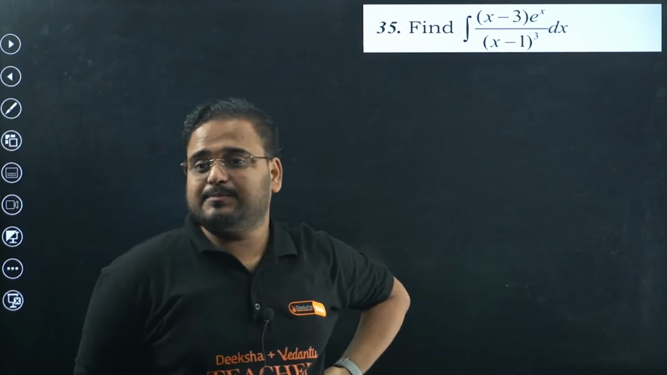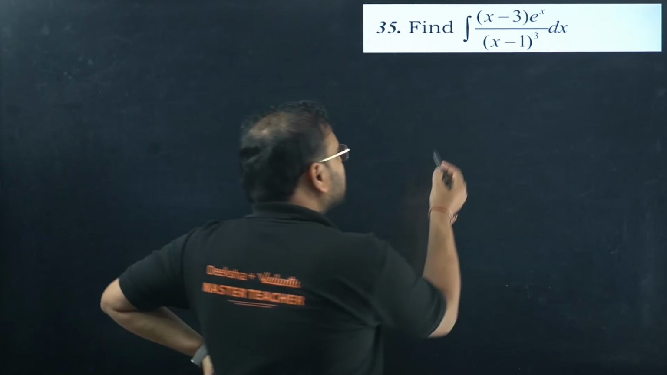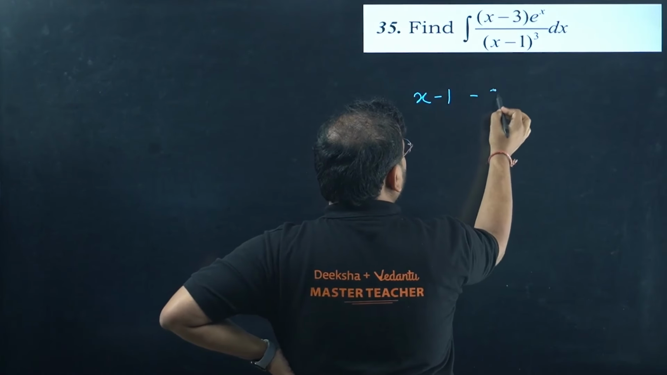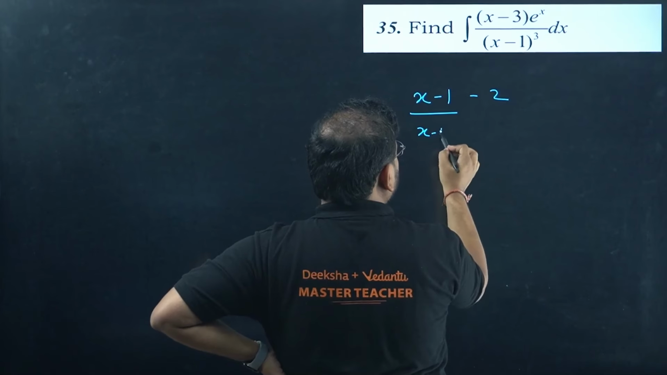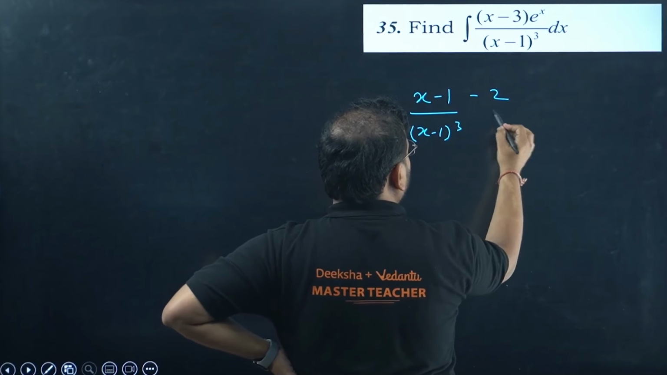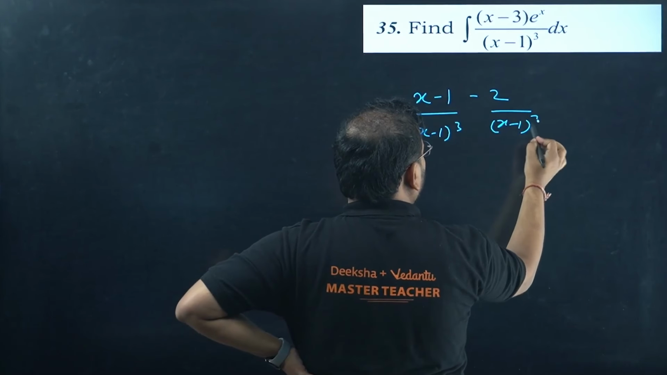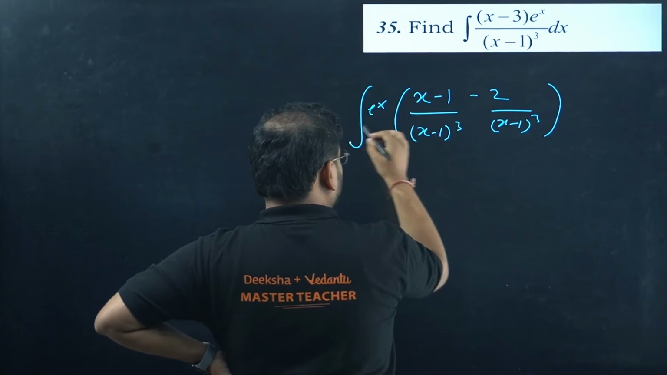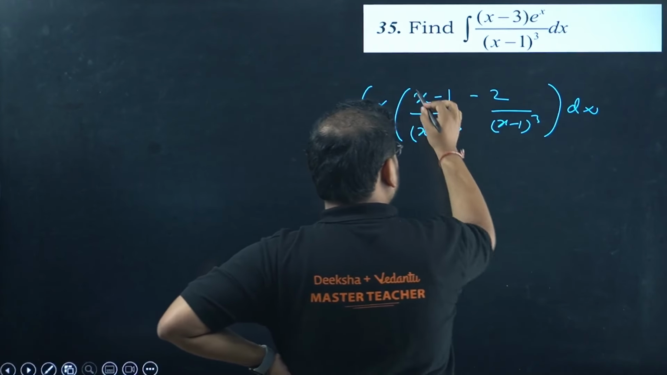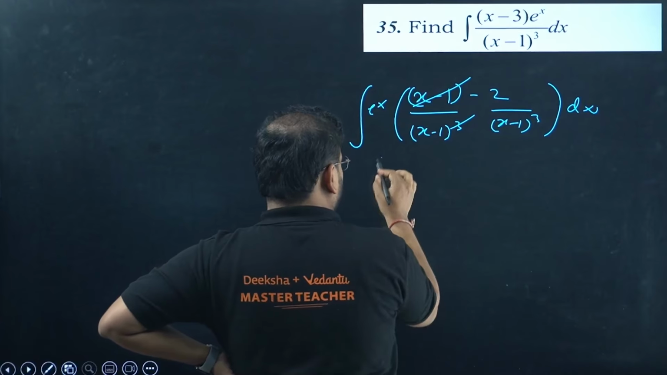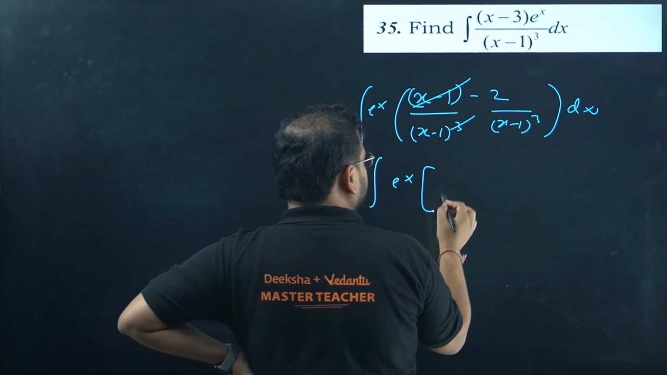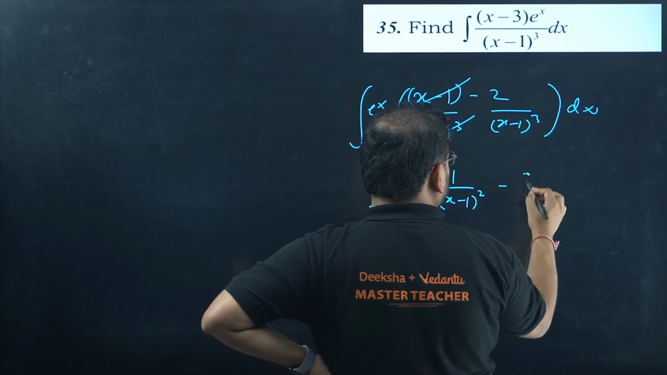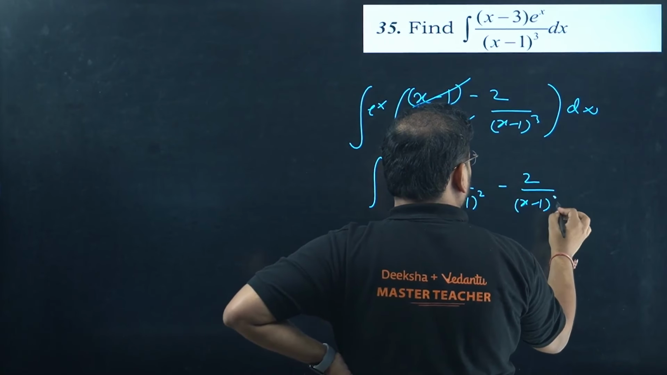Find the integration of this particular function. Very easy question, property based. Yes, x minus 1 you can write because you have x minus 1 over here. And minus 2 separated, x minus 1 the whole cube, here again x minus 1 the whole cube, and we have outside e power x integration with dx. This is cancelled, we have e power x, 1 upon x minus 1 the whole square minus 2 upon x minus 1 the whole cube dx.